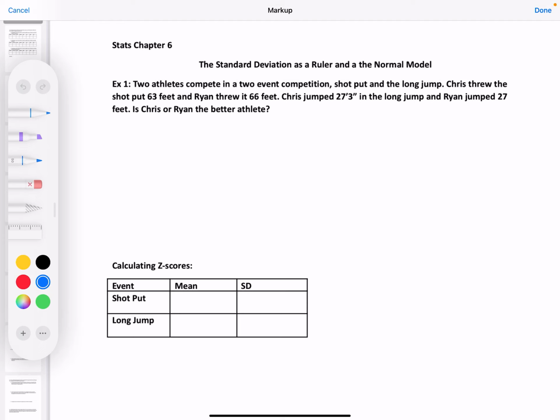So we have two athletes compete in a 2-event competition: shot put and the long jump. Chris threw the shot put 63 feet and Ryan threw it 66 feet. Chris jumped 27 feet 3 inches in the long jump, and Ryan jumped 27 feet. Is Chris or Ryan the better athlete?